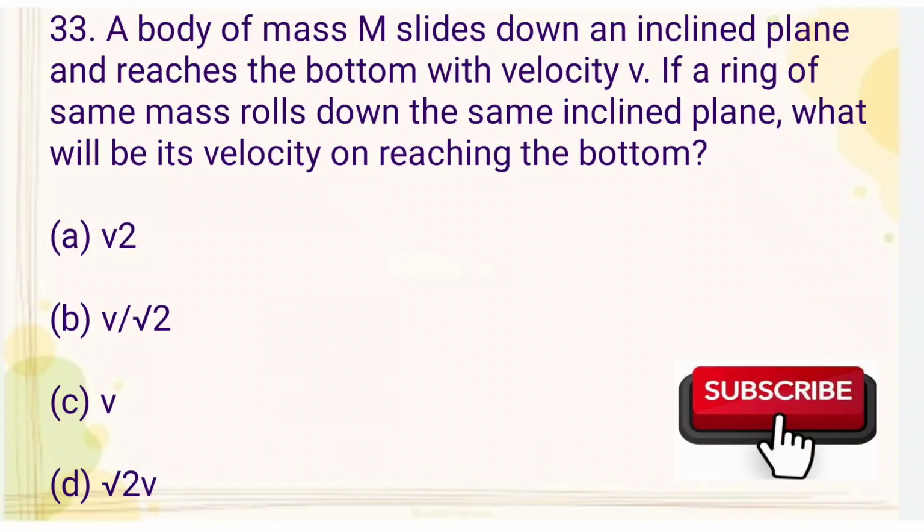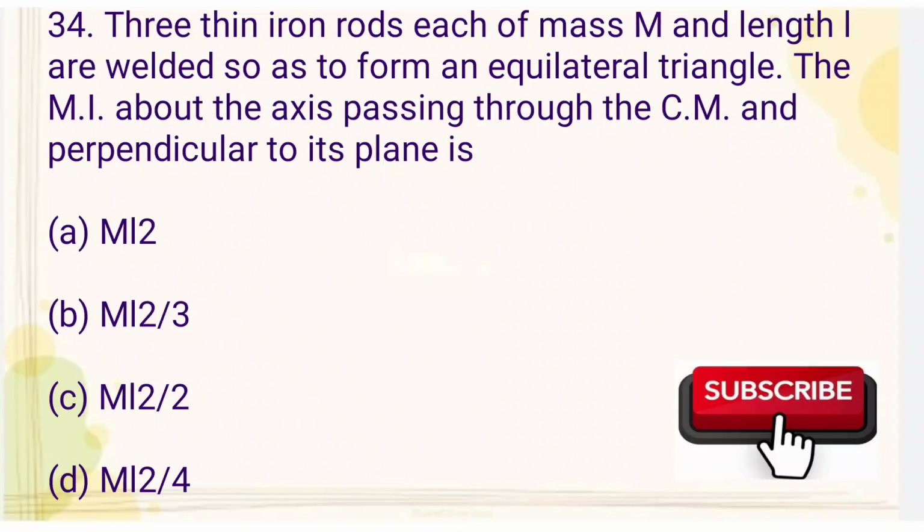A body of mass m slides down an inclined plane and reaches the bottom with velocity v. If a ring of the same mass rolls down the same inclined plane, what will be its velocity on reaching the bottom? Option B is the correct option.